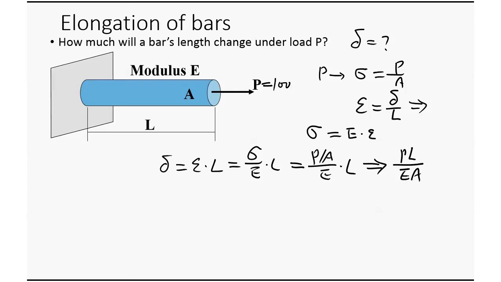It's just a mathematical exercise. Okay, so I have an equation now. The elongation is supposed to be P times L over EA. That's the equation. Right? So we have an equation.